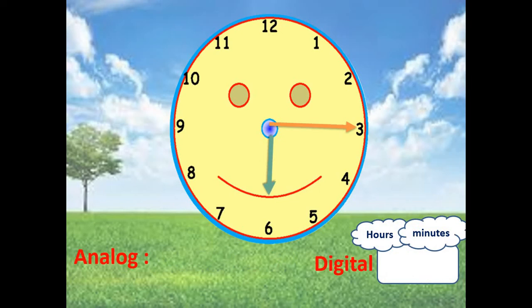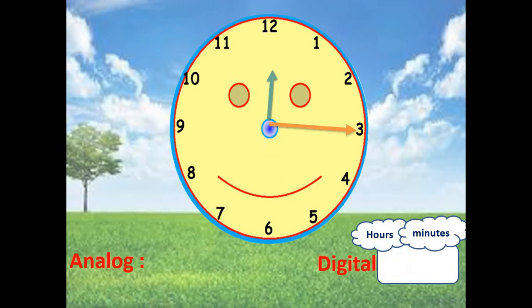Here, the short hand points at 6 and the long hand points at 3. So, in the analog, we're going to say it's a quarter past the hour, here 6. So, quarter past 6. And in digital, in the hours, we're going to write 6. And in minutes, 15 minutes.